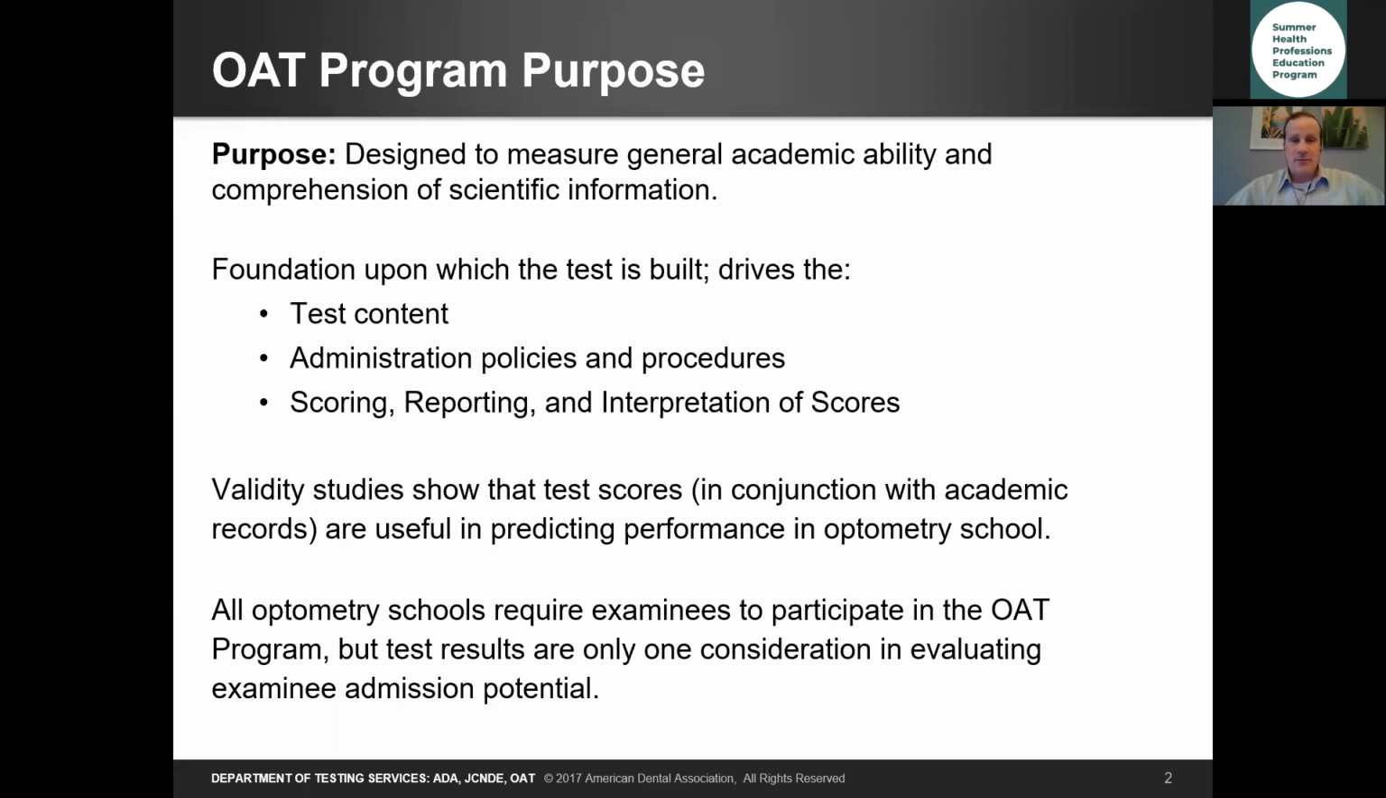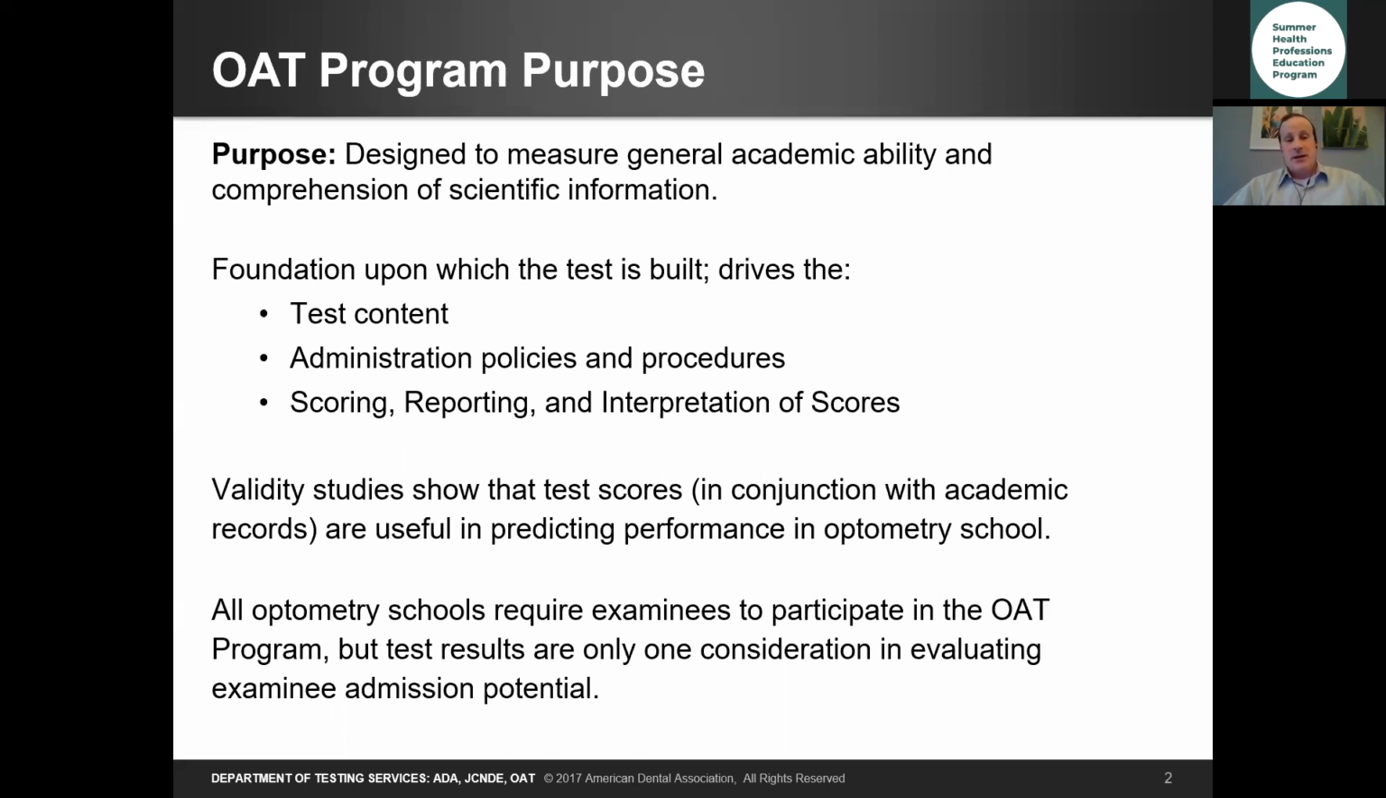We conduct periodic validity studies where the optometry programs will give us feedback on how students are performing in school so that we can correlate their GPA to how they performed on the optometry admission test. We have seen throughout the time that we've been doing the validity study that there is a significant positive correlation between performance on the OAT and GPA in the optometry program. And so it is our firm belief and the belief of the optometry schools that the OAT is a valid measurement tool to be used in the admission process.